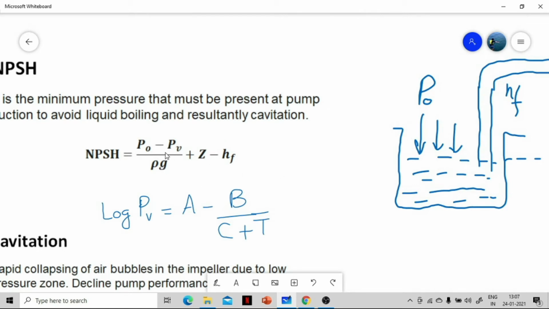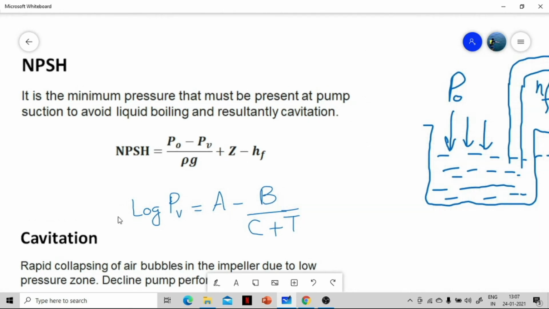The vapor pressure is directly linked with the temperature. So I would recommend you make an Excel sheet and use the Antoine equation. For different temperatures, calculate the vapor pressure, because your pump is going to operate in winter and in summer, so you must know that your pump should work across the whole temperature range in a particular area.